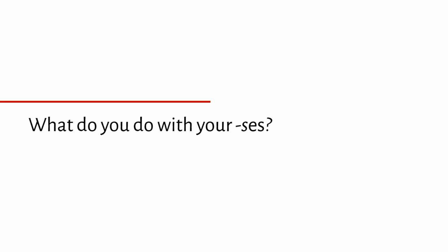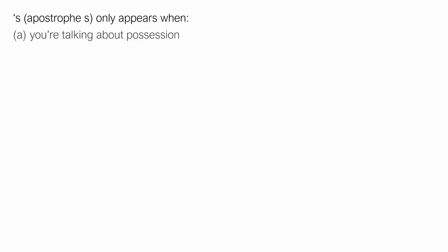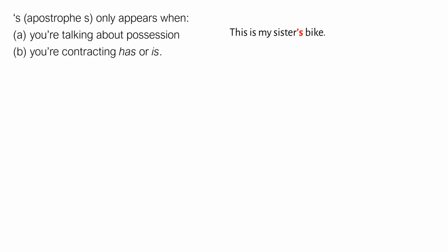So what do you do with your essays? Right? Because that's confusing, all these essays. We use apostrophe S only when, A, you're talking about possession, in the case like, this is my sister's bike, or you're contracting has or is. So he's watching Netflix. Right, this is a contraction, which you're definitely not going to do on your essay, because you shouldn't do that in formal writing.